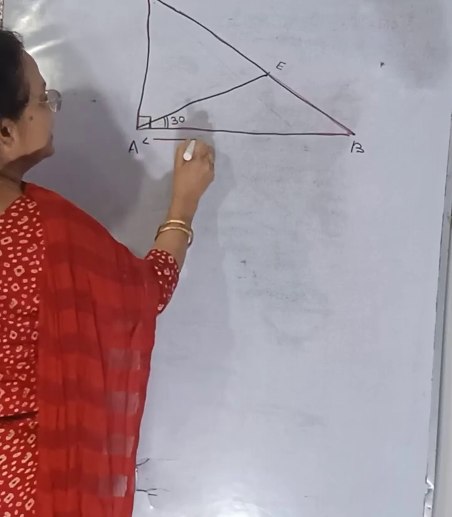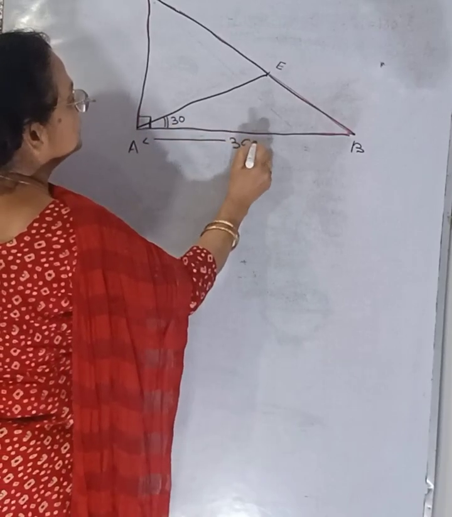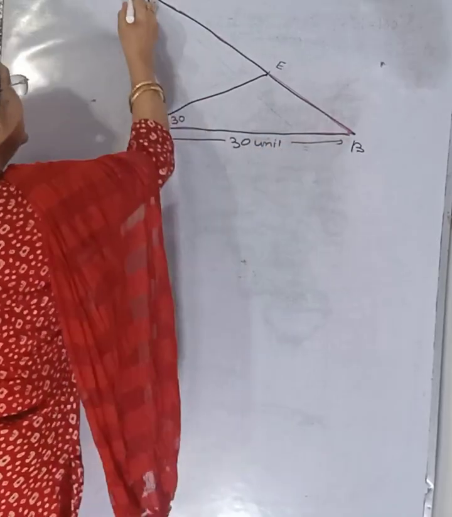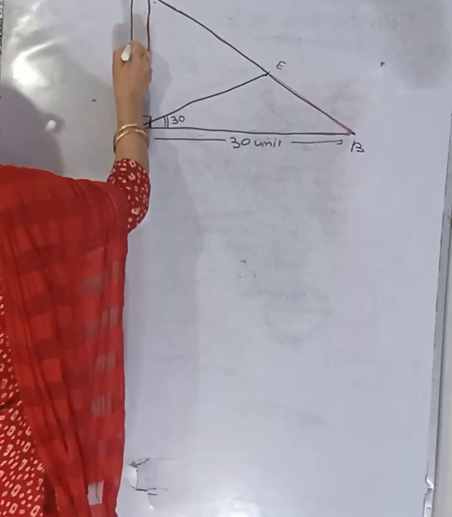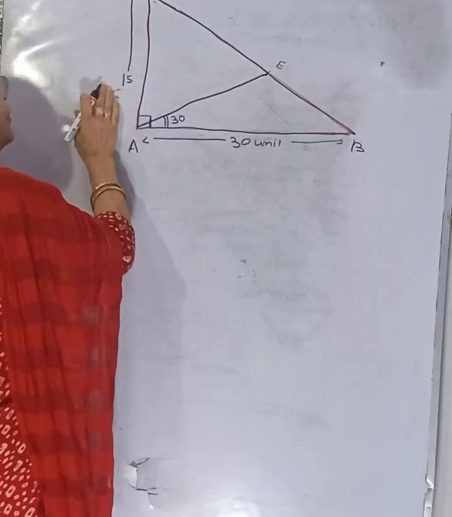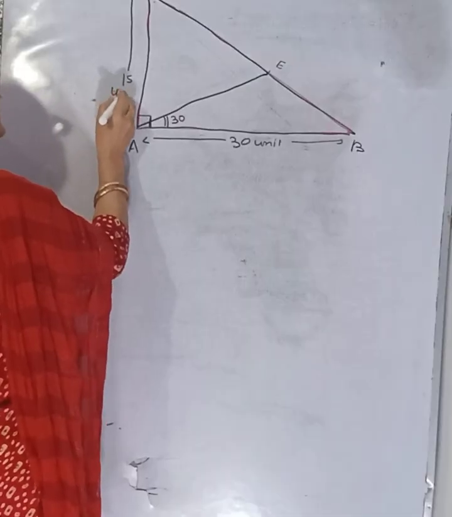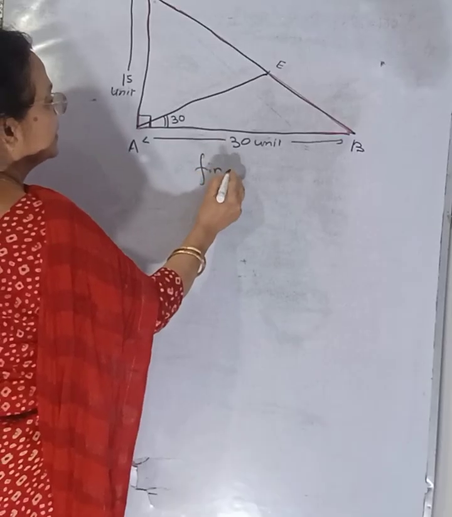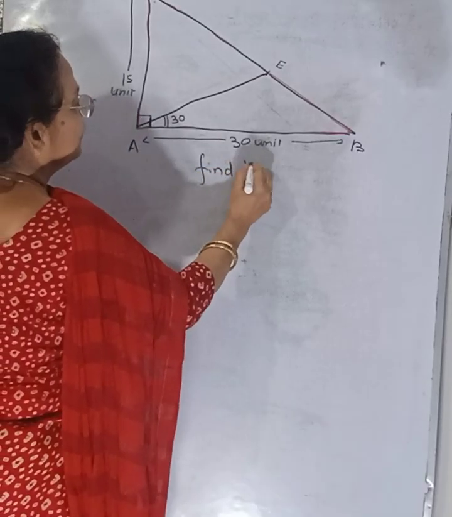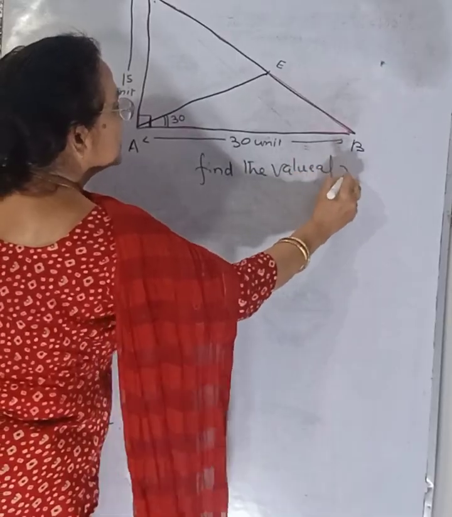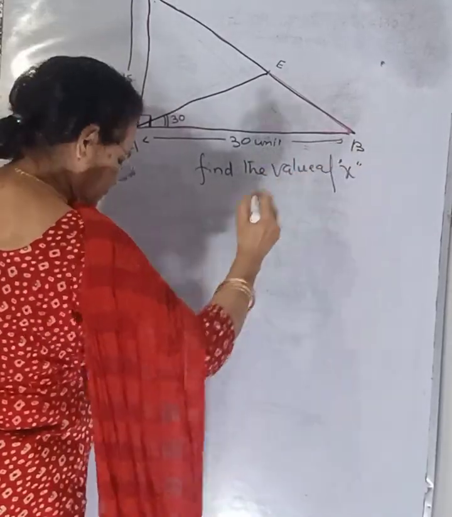Length of AB is 30 unit. And length of CA, this is also given, is equal to 15 unit. Find the value of x. X is equal to what?